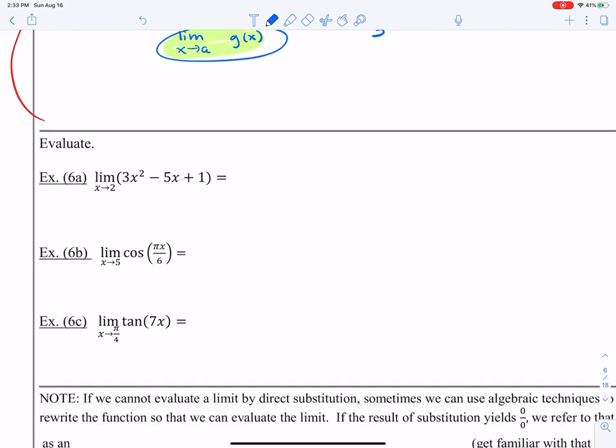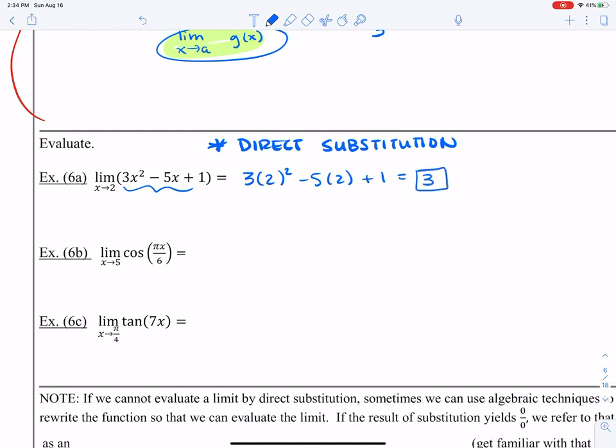Again, one of the most important things you can remember is that when we do a limit, the first thing we should always try is direct substitution. So I see this limit right here. First thing I'm going to do is direct sub. 3 times 2 squared minus 5 times 2 plus 1 is a value of 3. Guys, that's your limit. You'll also notice I didn't write the word limit right here, because when you direct sub, you no longer need the limit notation.